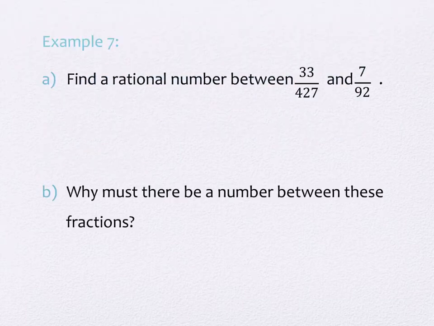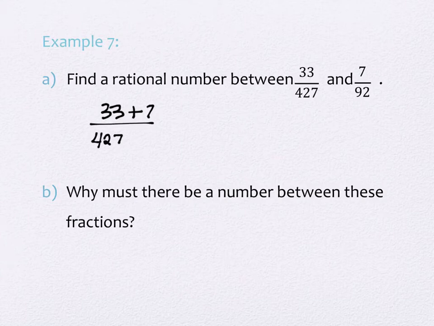So when you take a look at this one, these numbers are not pretty numbers. 33 over 427, 7 over 92, no thank you. Those would be terrible to try to find a common denominator for, add together, and divide by 2. That would be awful. But it's really easy to find a number between them using Theorem 6.5 because we can take the numerators, 33 plus 7, and the denominators, 427 plus 92. We can add them together. And we still may have to reduce at the end. That's a possibility. But the addition part's very easy.